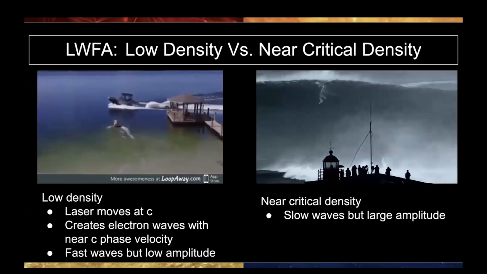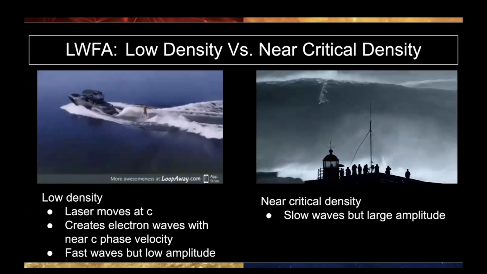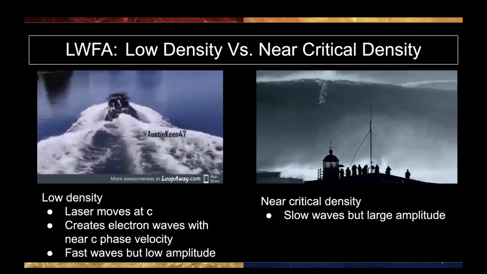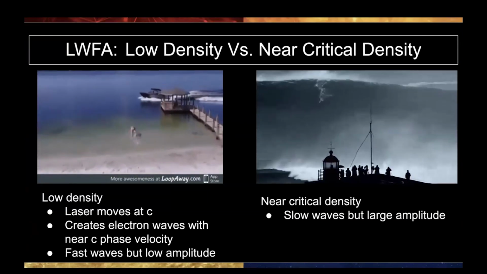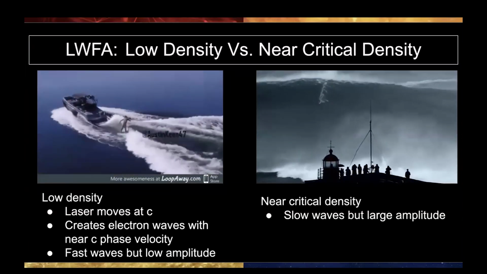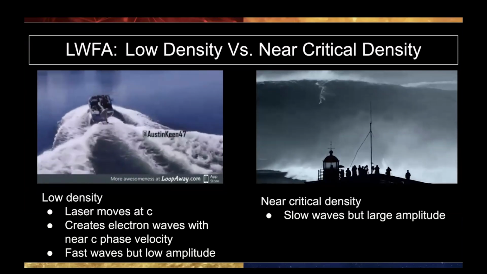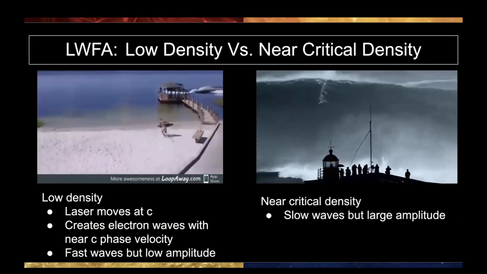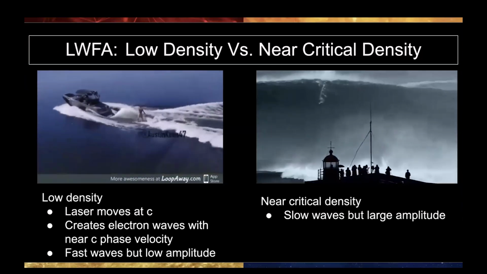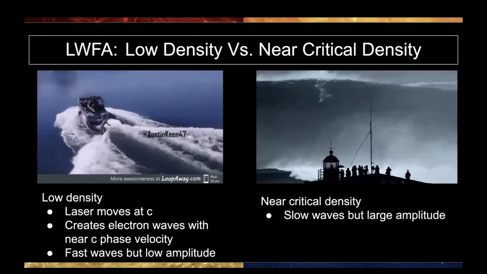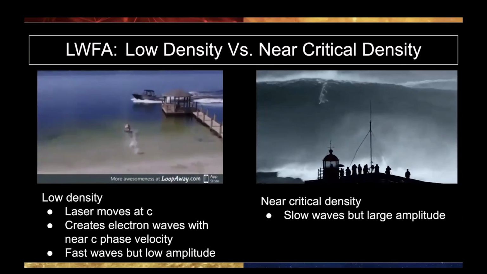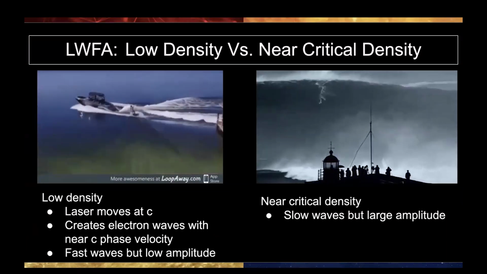Moving forward, laser Wakefield acceleration: low density versus near critical density. Previous work has looked at low density, where the laser moves at a constant speed of light, creates electron waves with near speed of light phase velocity, and it has fast waves but low amplitude. The near critical density research that I'm doing, however, shows a drastic change, as in these two GIFs. The first one, low density: low waves, surfers riding them. My research, however, is like a surfer riding a tsunami wave. Slow waves, but large amplitude.